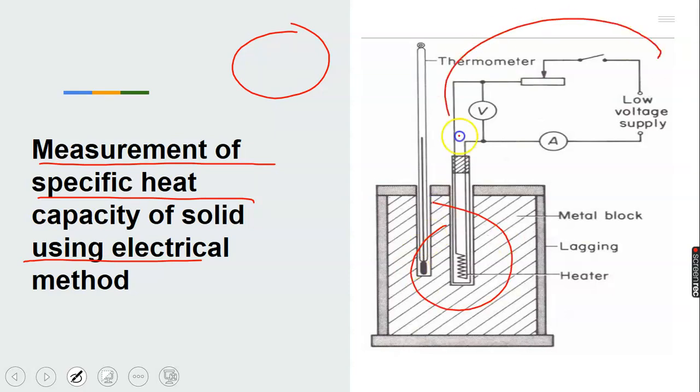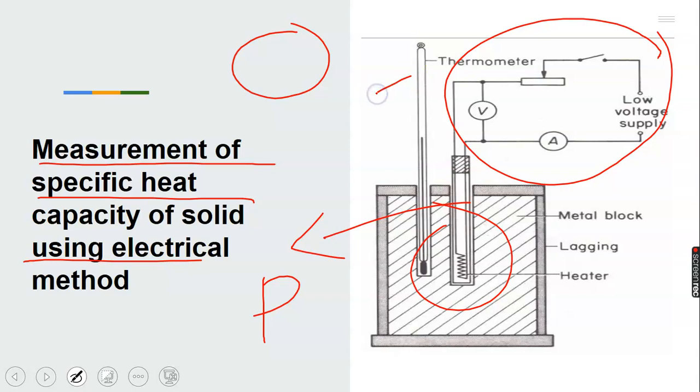Now, this is the circuit. First of all, you have to know the rating of this heater, I mean the power rating of the heater. And we know that heaters are rated in watts. It could be 40 watts, 50 watts, or in this case, maybe. This is the thermometer, to measure the temperature rise. And this is the lagging, to avoid heat loss to the surrounding. And this is a metal block. That is, we want to know the type of material of this block.